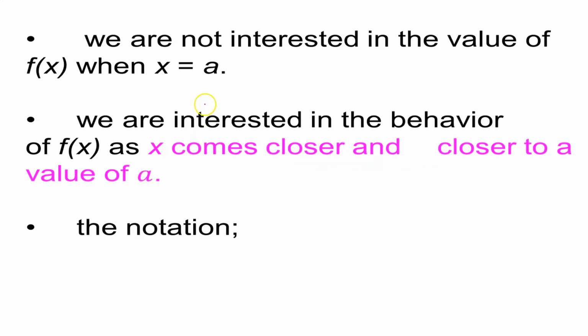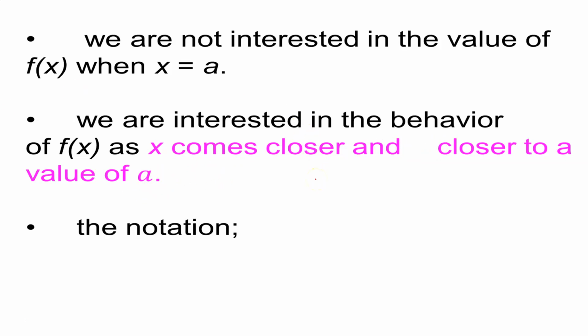Okay. So apa maksud dia dekat sini? Kita tidak berminat dengan value bila mana kita substitute a ni ke dalam this function. But what we are going to find is the behavior. Kita tengok bentuk dia, ciri-ciri dia bila f(x) ni as x comes closer and closer. Bila x tu semakin menghampiri value a. Apa jadi bila dia x tu semakin menghampiri value a?